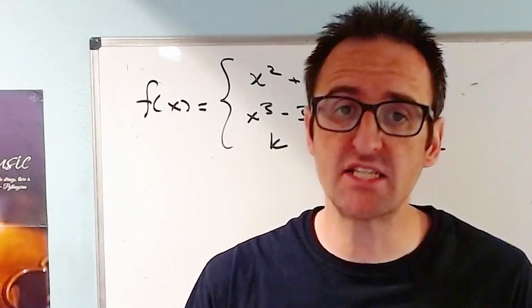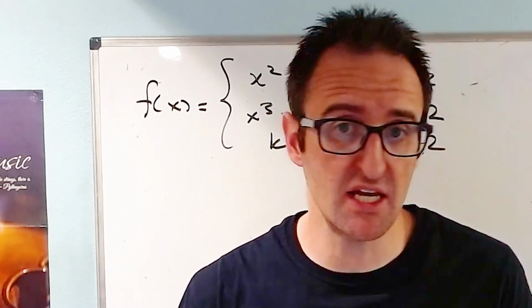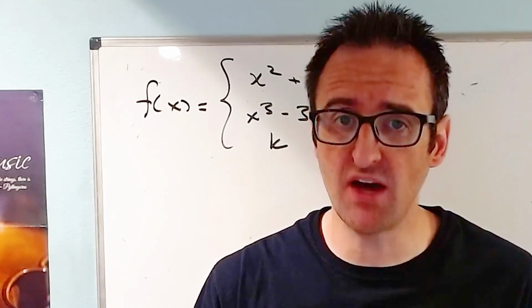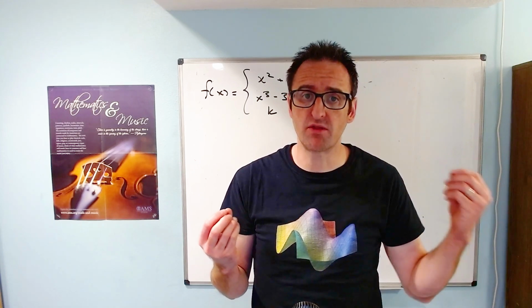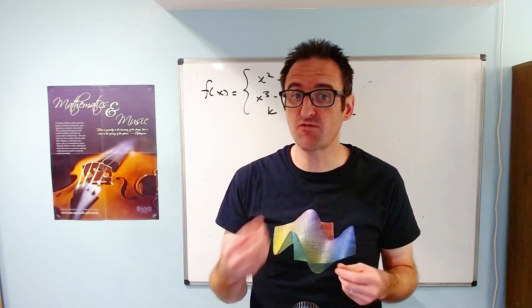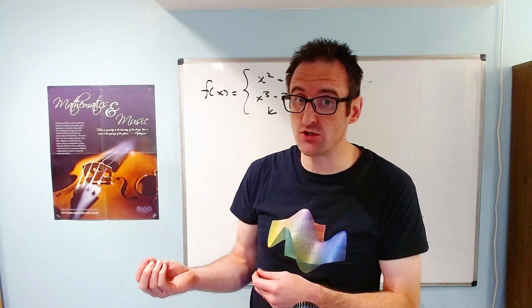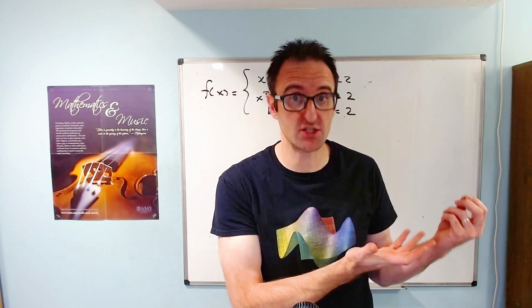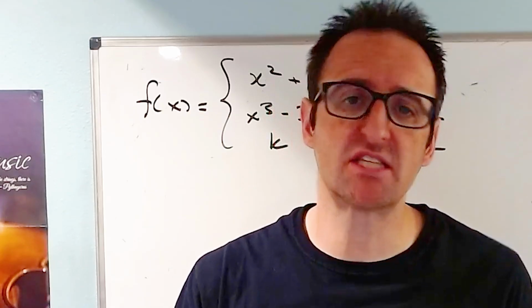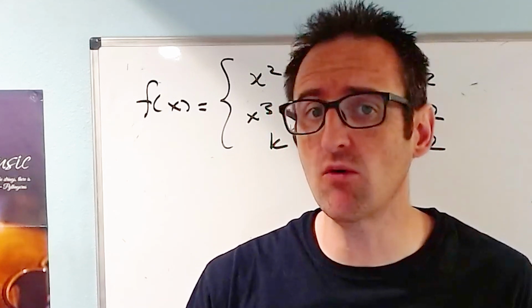Now for the limit as x approaches 2 of this function to exist, it has to approach the same value as x approaches 2 from the left as when x approaches 2 from the right. Since this function uses a different formula when we're on the left of 2, when x is less than 2, compared to when we're on the right of 2, or when x is greater than 2, we need to compute these limits separately to make sure that they actually equal the same thing.